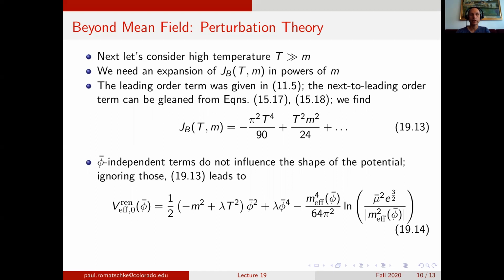We have to recall that we have to evaluate this result not at the original mass in the Lagrangian, but the effective mass that involves the field phi bar. And if we do so, we find that the effective renormalized potential at high temperature is given by this expression here. Again, we have ignored contributions that are higher order in m.